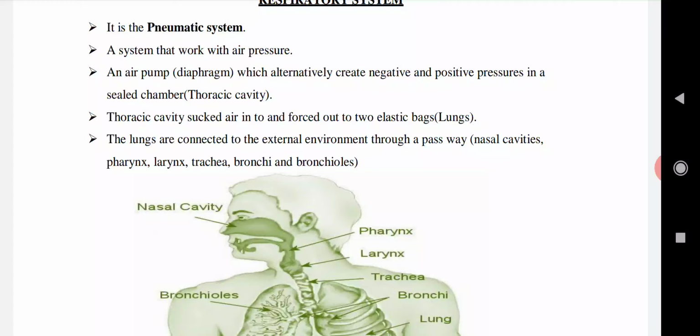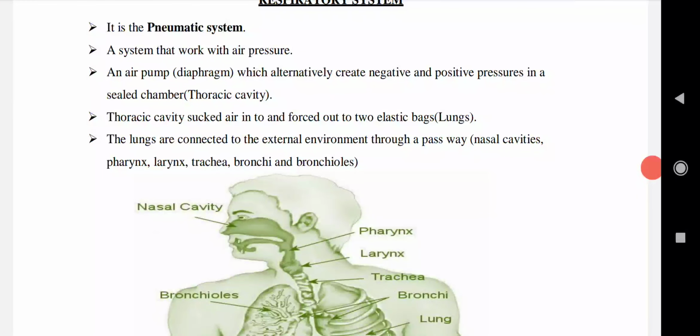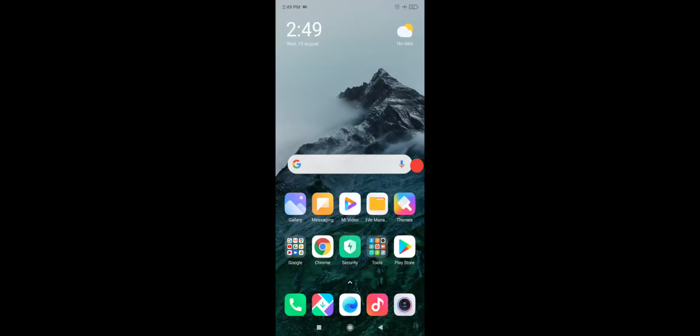Then what is negative pressure in a sealed chamber? Negative pressure means that when we inhale, the diaphragm and the muscles between our ribs contract, creating a negative pressure or vacuum inside our chest cavity. This negative pressure draws the air that you breathe into our lungs. That is called negative pressure, created in the body.